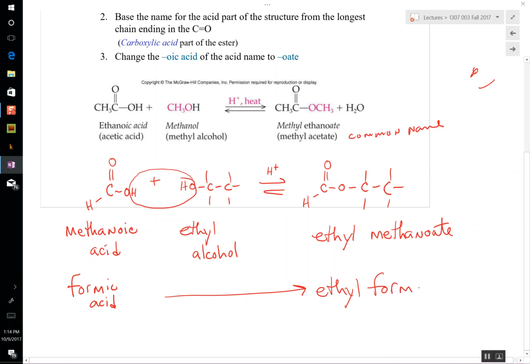We do nothing with the alcohol. We just leave its name the same. Ethyl. It's an ethyl group. But in the common naming nomenclature, that's formic acid. So in the ester, it's going to convert to ethyl formate. Okay?